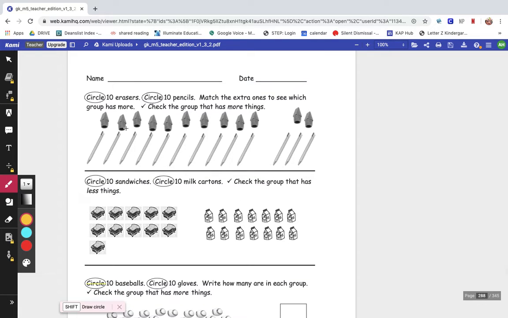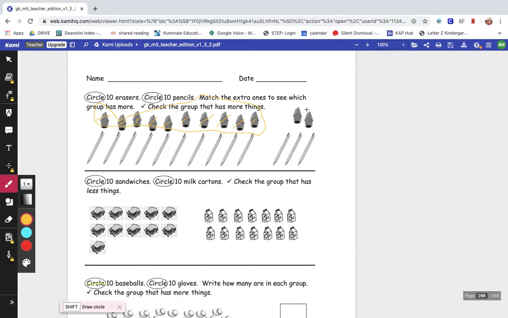So the first thing that we're going to do is we're going to circle 10 erasers, okay? So I'm going to count, and I want you guys to follow along, okay? 1, 2, 3, 4, 5, 6, 7, 8, 9, 10. That's 10 erasers. So I'm going to circle this group of 10 erasers, okay?